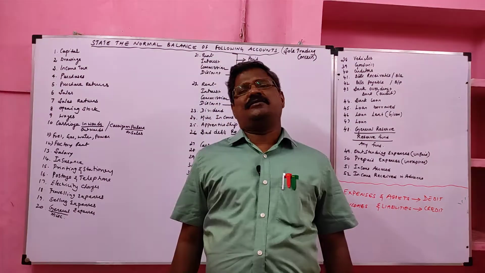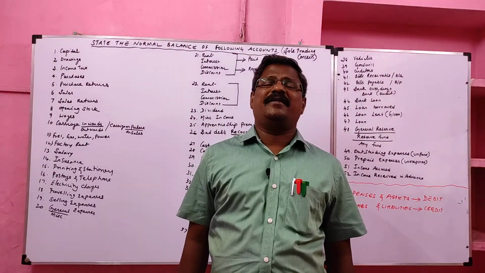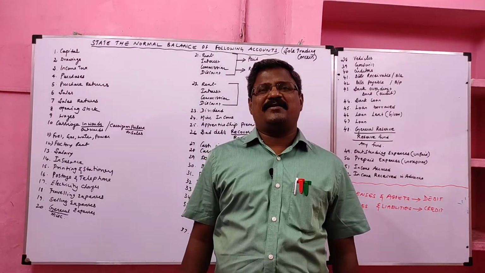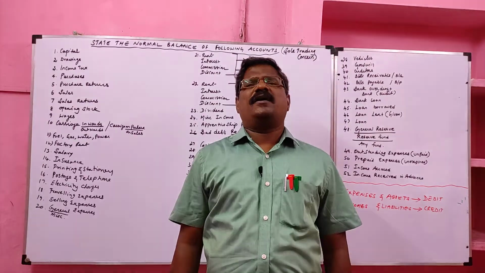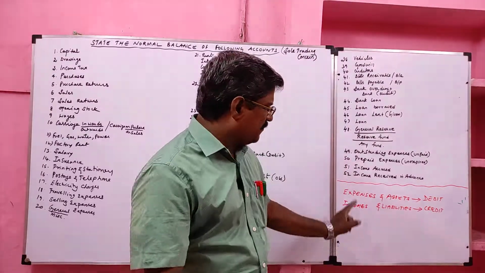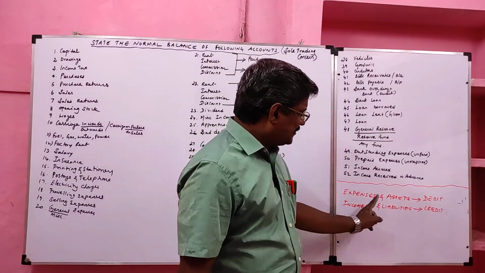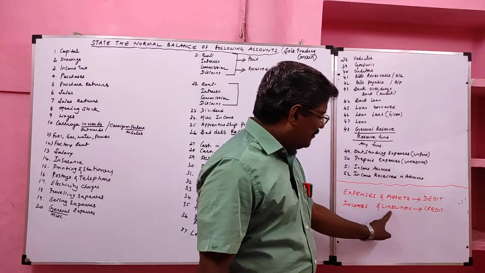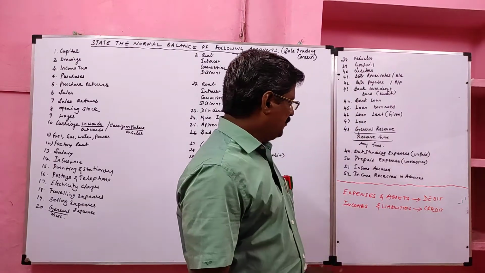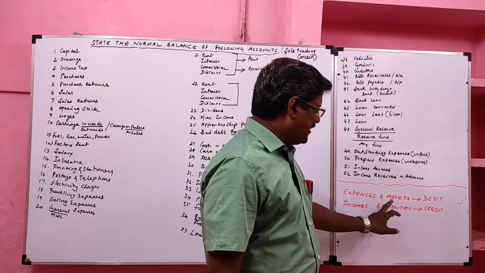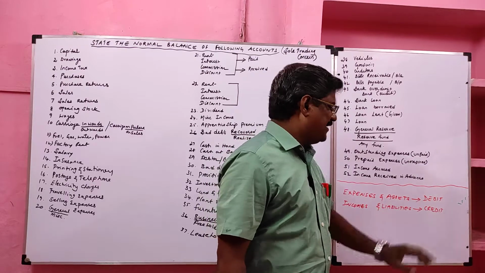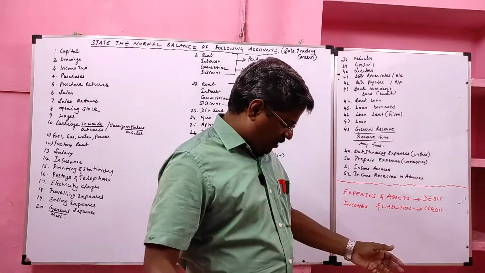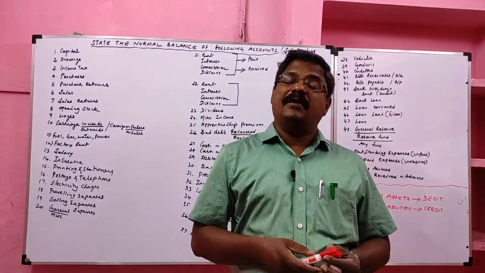Students, today we are going to learn how to find the normal balance of ledger accounts. For that, we have to use one formula. Look at the formula first. Expenses and assets are to be debited. Income and liabilities are to be credited. Once again, expenses and assets to be debited, income and liabilities to be credited. Now I am going to explain with the meaning.